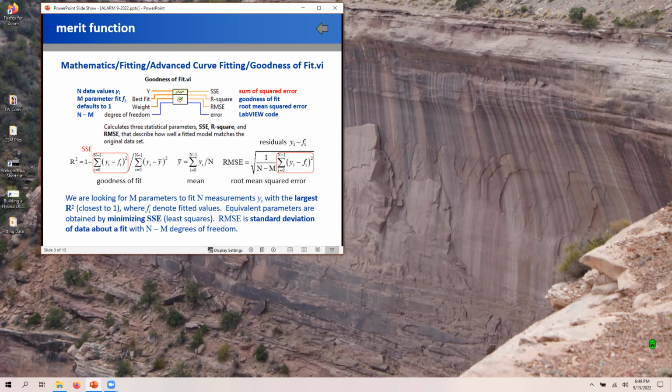Now the goodness of fit is 1 minus a ratio that involves the sum of squared errors divided by a difference between the data value and the mean data value. So it normalizes it. So if the sum of squared error goes to 0, the goodness of fit, the R squared, goes to what? 1, right? Yeah. And you've probably seen this in plots.